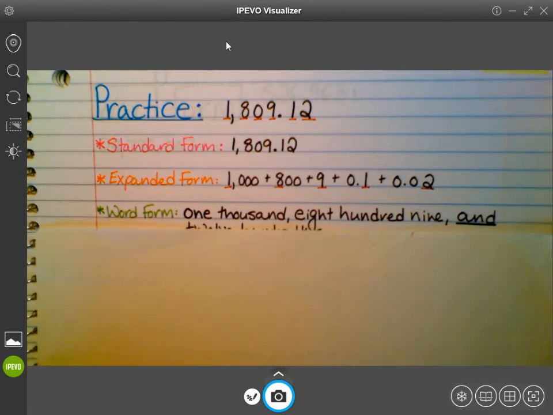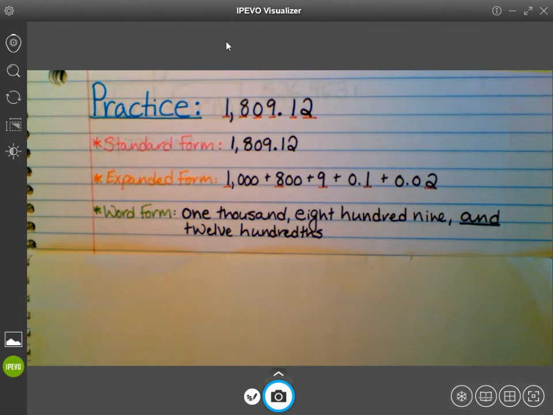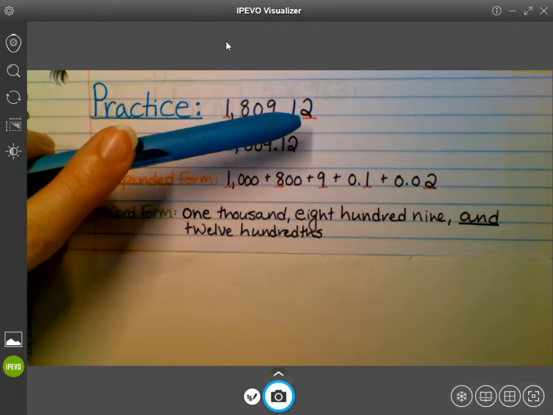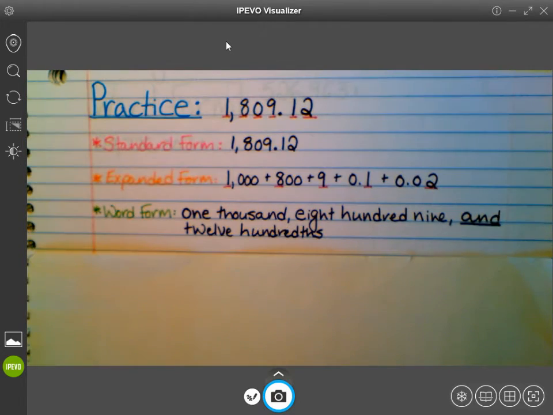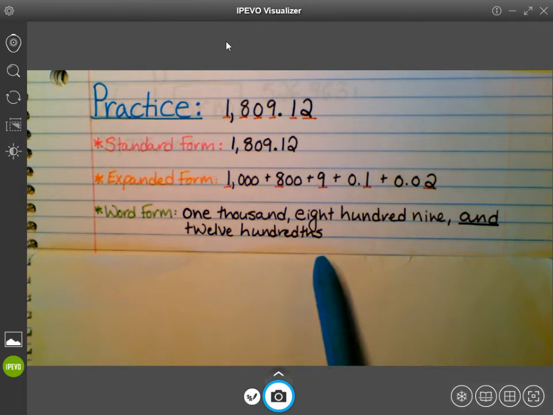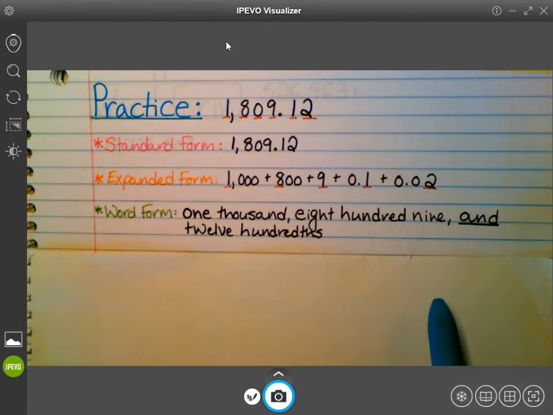Then we have word form. So this is when we are writing it out. And you guys, if you ever get stuck on how do I write this in words, think about how you would say the number out loud. So this is 1,809 and 12 hundredths. So that's exactly what you write. 1,000, comma, 809, comma, and 12 hundredths.